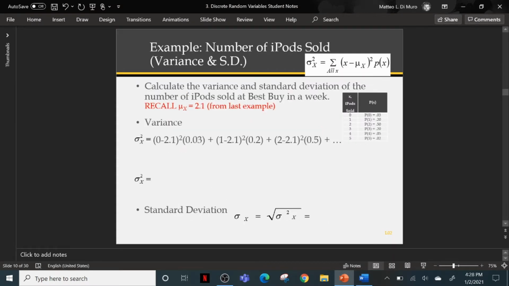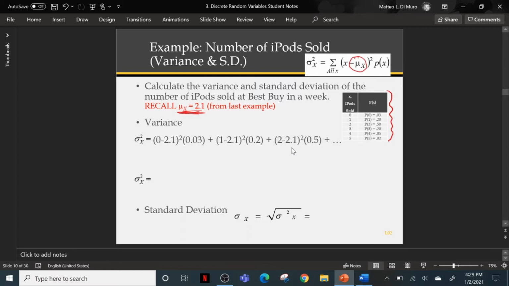So, same example as before with the iPods sold. What I've done is summarize the table over here for you just to make your notes nice and easy and straightforward. So there's the table, same numbers as last time. I also have the variance formula up here for convenience. Calculate the variance and standard deviation of the number of iPods sold at Best Buy in a week. I'm just reminding you that from the last example, we calculated the expected value, or the mean, at 2.1. Why? Because we need it in the formula right there, right?